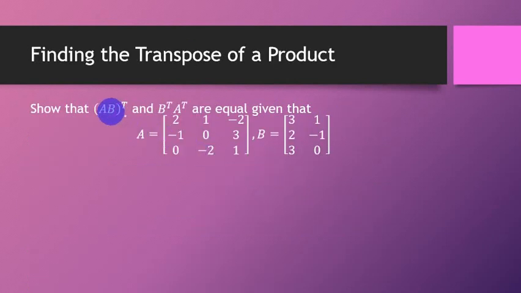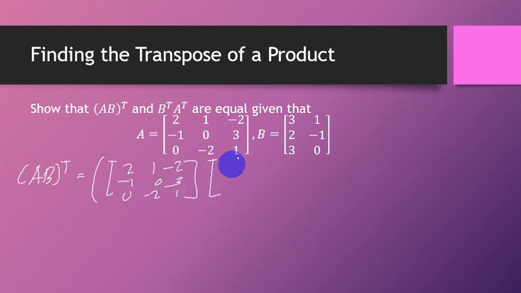So let us show that AB transpose and B transpose A transpose are equal given these matrices. Pause the video and try to see if you'll be able to do this one. So let's first do AB transpose. Therefore, we'll first find the product of A and B. There you go. This is A and this is B. Then we'll find the transpose of that.